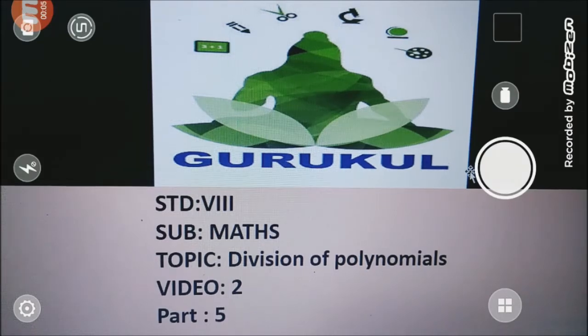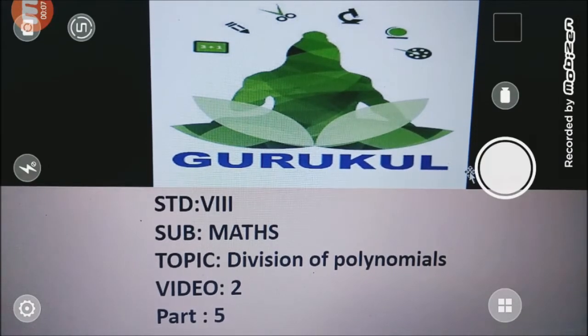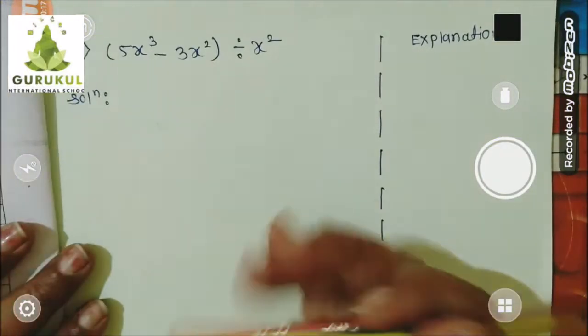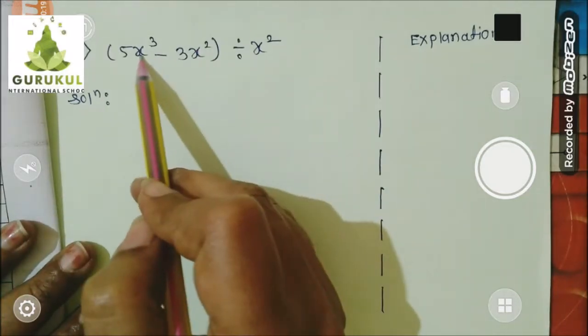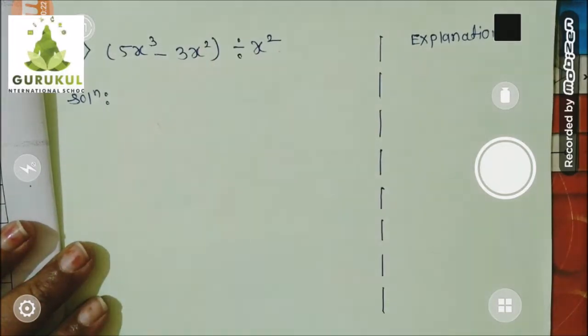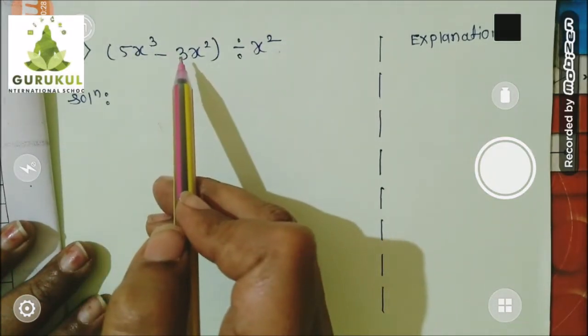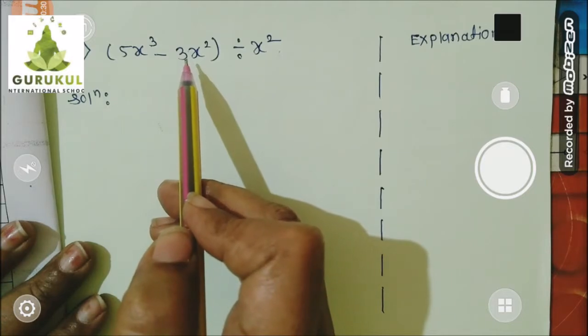Welcome back, children. Let's take one more example. I am going to take the fifth example. Now this time a binomial divided by a monomial is there. How to divide a polynomial which contains more than one term, that we are going to learn in this example newly.